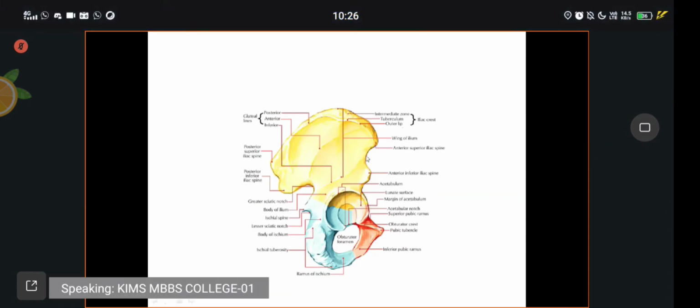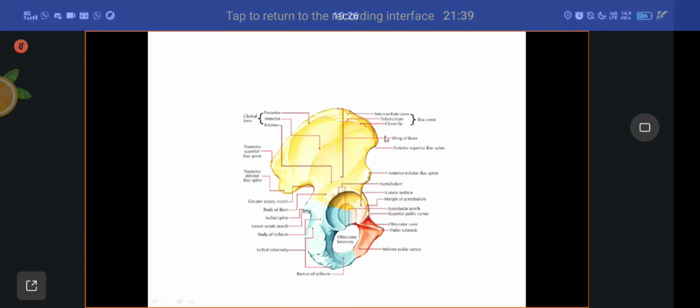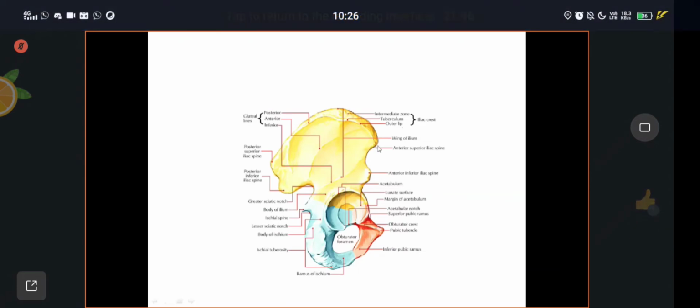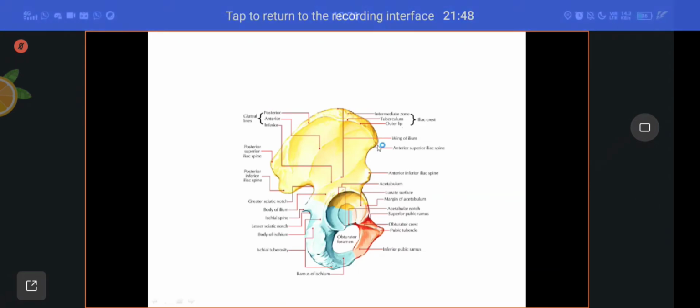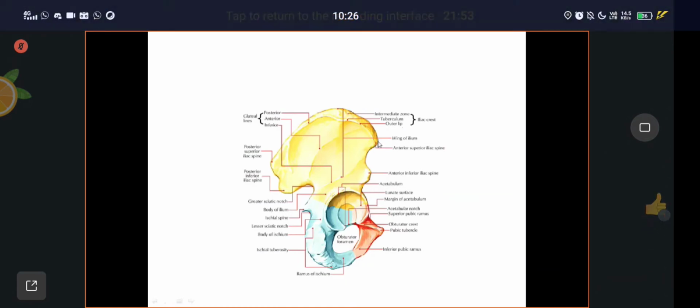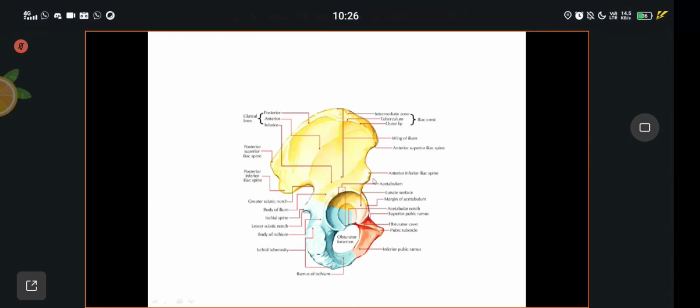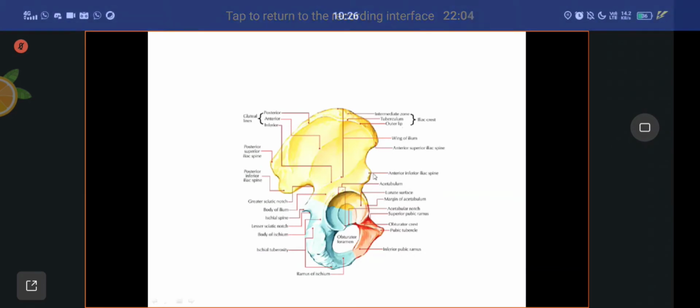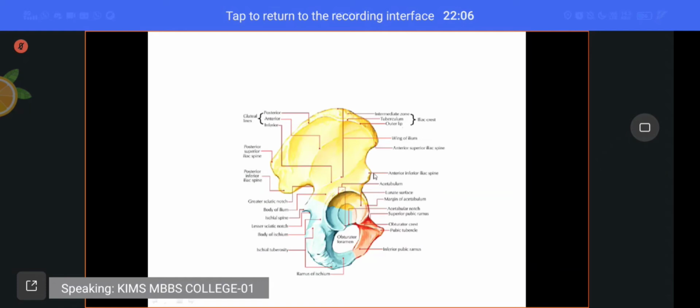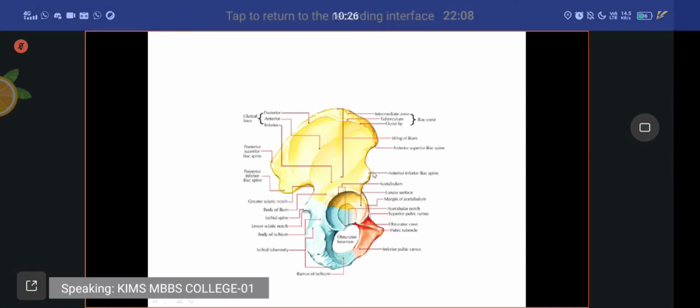So this is the anterior border, and you have already studied that the anterior superior iliac spine gives attachment to the sartorius muscle, and also to what? The inguinal ligament. And then you have the anterior inferior iliac spine. The anterior inferior iliac spine gives attachment to the iliofemoral ligament, which you have to remember.